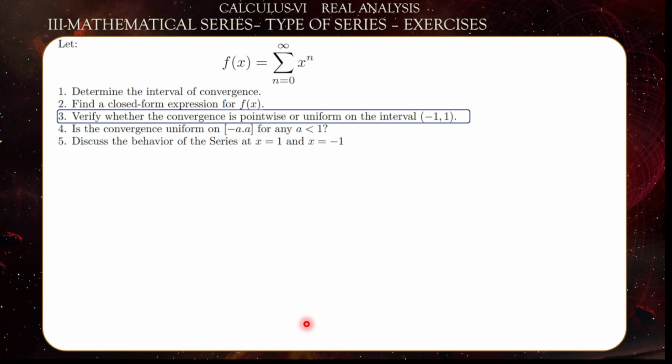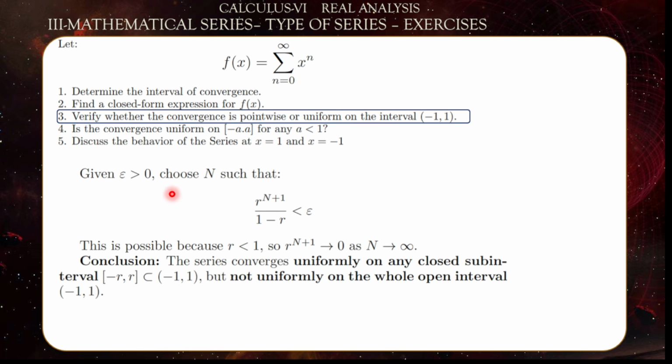So, given epsilon greater than 0, choose n such that r to the power of n plus 1 divided by 1 minus r is less than epsilon. This is possible because r is less than 1, as we noticed. So r^(n+1) approaches 0 as n approaches infinity. Now, conclusion: the series converges uniformly on any closed subinterval minus r to r within minus 1 to 1, but not uniformly on the whole open interval minus 1 to plus 1.